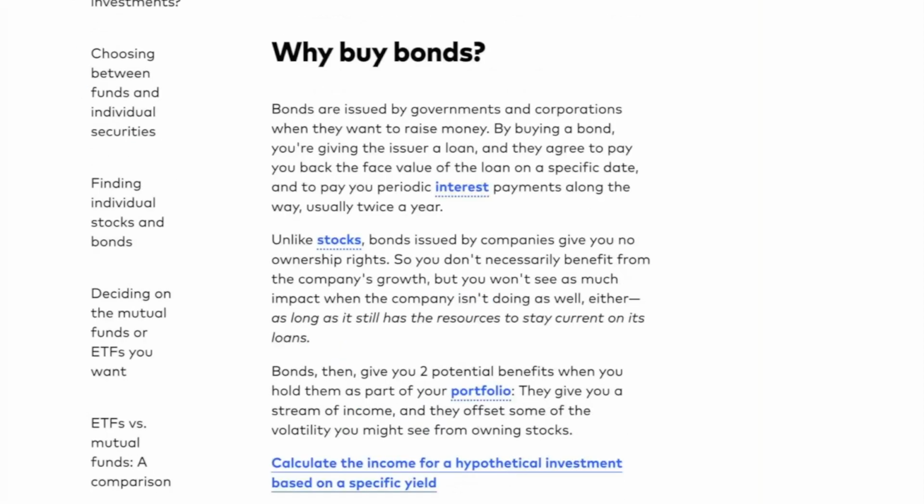You're giving the government a loan, you're giving the company a loan, and they're saying, okay, for you giving this loan, I'm going to pay you X amount in interest, and then I'm going to give you your principal back on this day. Okay. So bonds are issued by governments, corporations, like we said. By buying a bond, you are giving the issuer a loan. We talked about that. And let's move on.